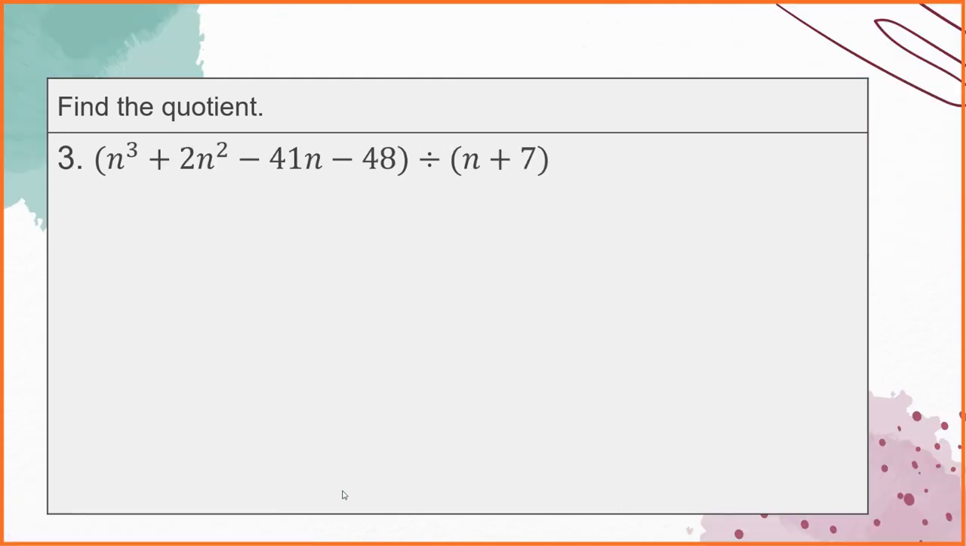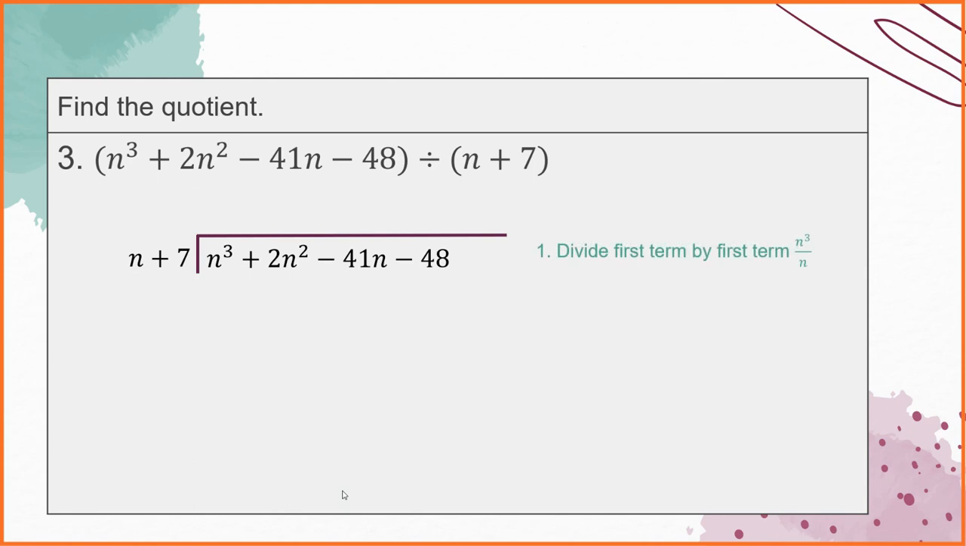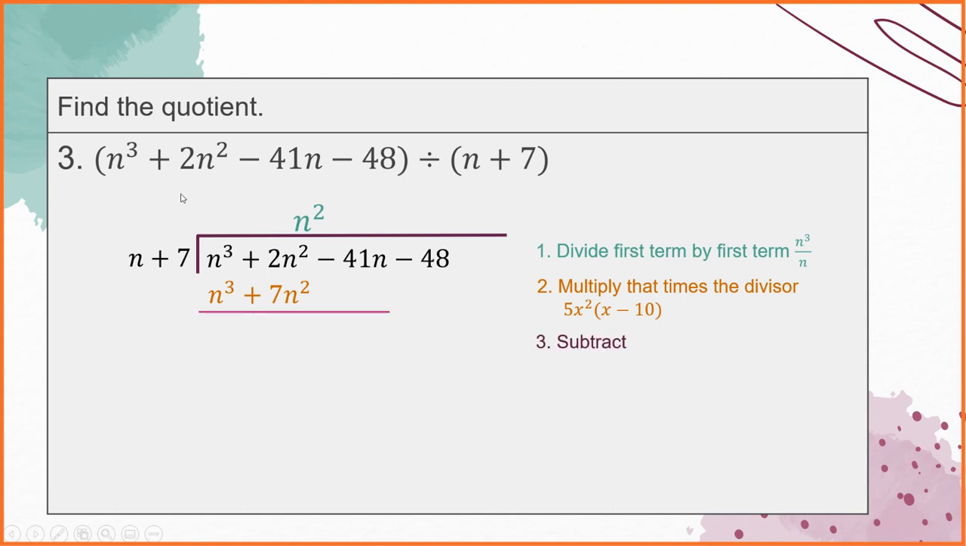Last example. Set up your bracket. Place the dividend under the bracket and your divisor on the left. Divide the first term by first term. N cubed divided by n will give us n squared. We're going to take n squared times our divisor. N squared times n gives us n cubed, and n squared times 7 gives us 7n squared. Then we subtract. So the n cubes subtract out. 2 minus 7 gives us negative 5. So we get negative 5n squared. Bring down the next term.